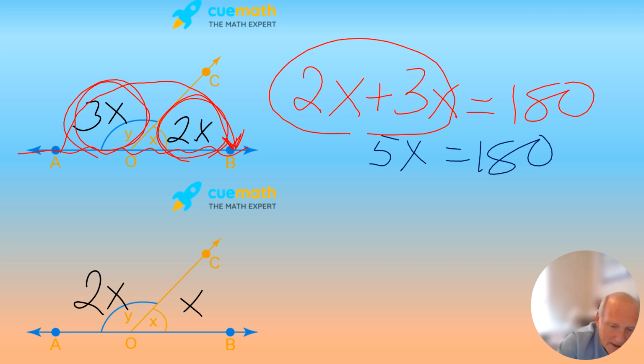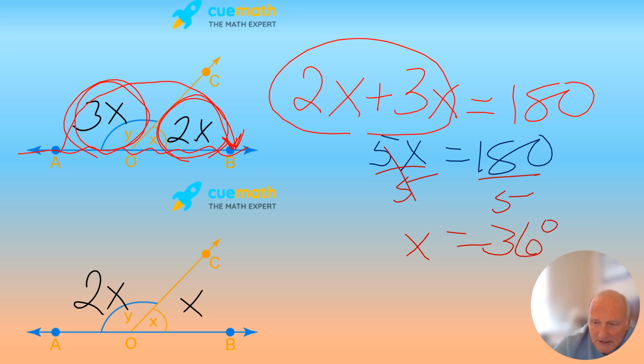How do I get rid of the 5? Yes, we divide by 5. And if you didn't catch that one right away, you can go back and look at it. And I divide 180 by 5. And what do I get? Should get 36 degrees. So x is 36 degrees. Now I can put that back in, but I want to do the second one with you first, and then we'll finish this up. Let's take a look at what we've got here.